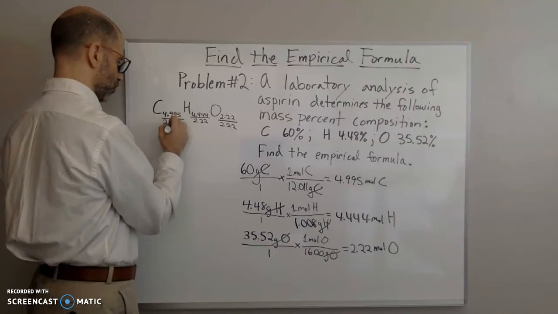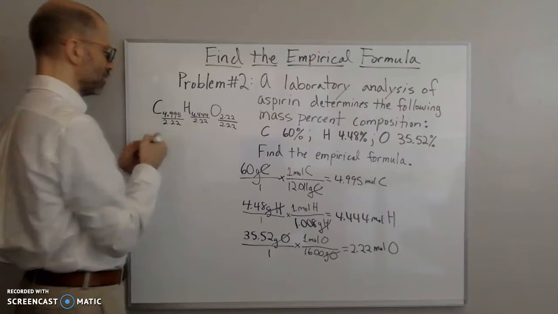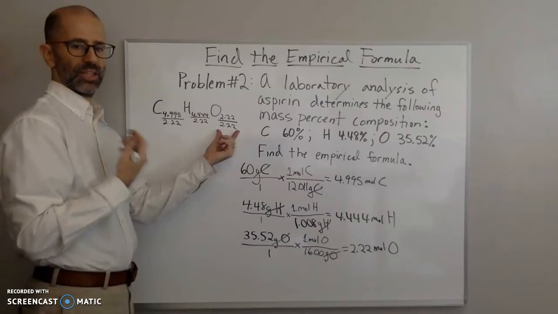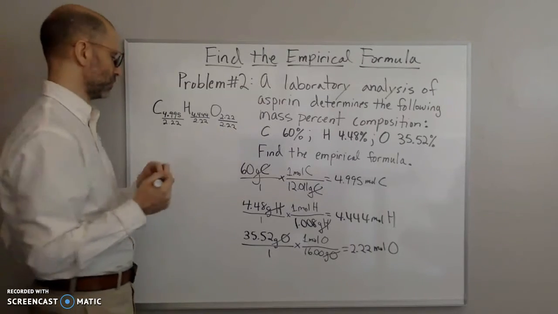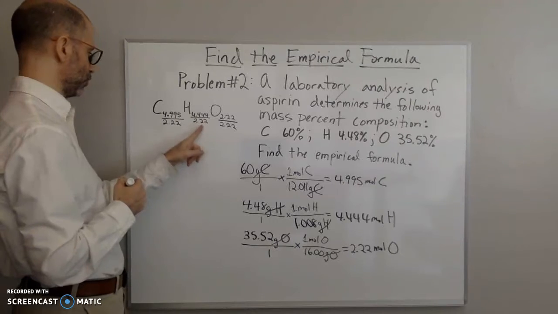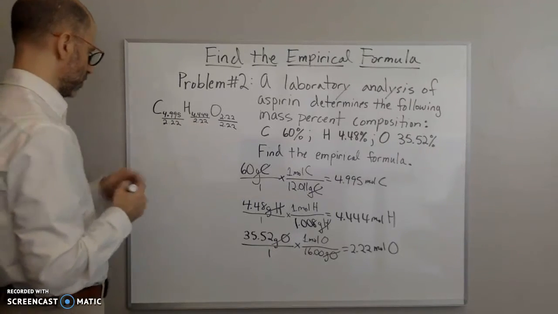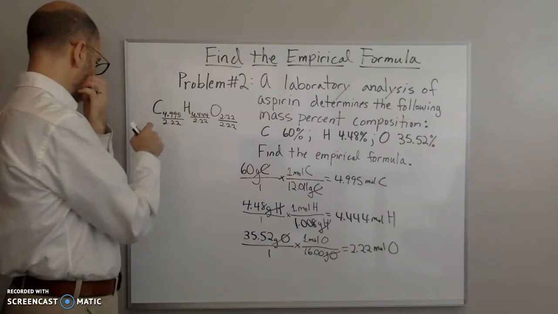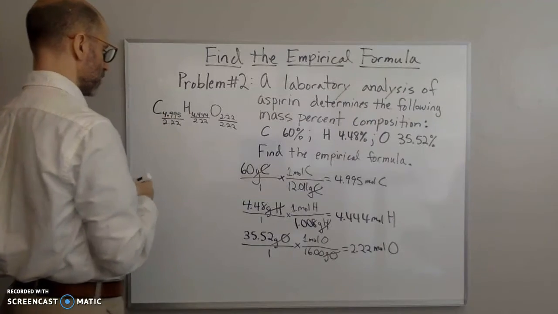So 2.22, at least with oxygen, that's going to give you a whole number 1. We'll see what it looks like here. It looks like here we'll get a 2. I'm not sure about that. Maybe, that's close to 5. We'll see what we get with that one.